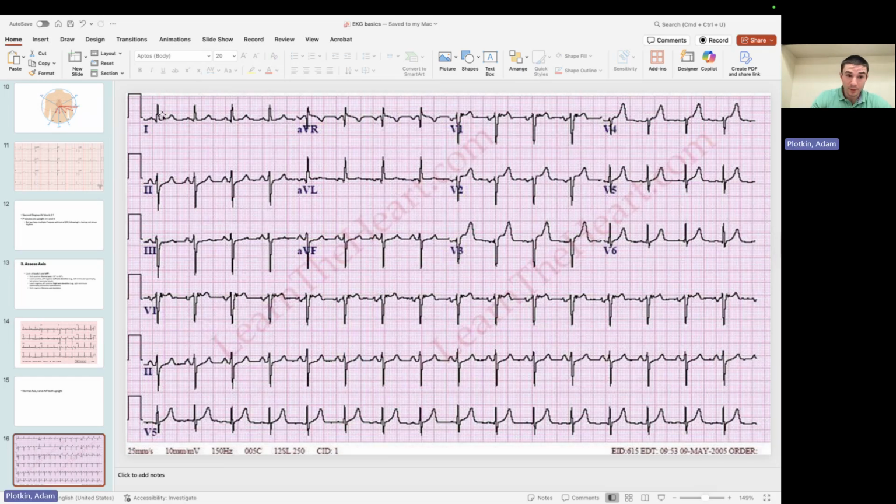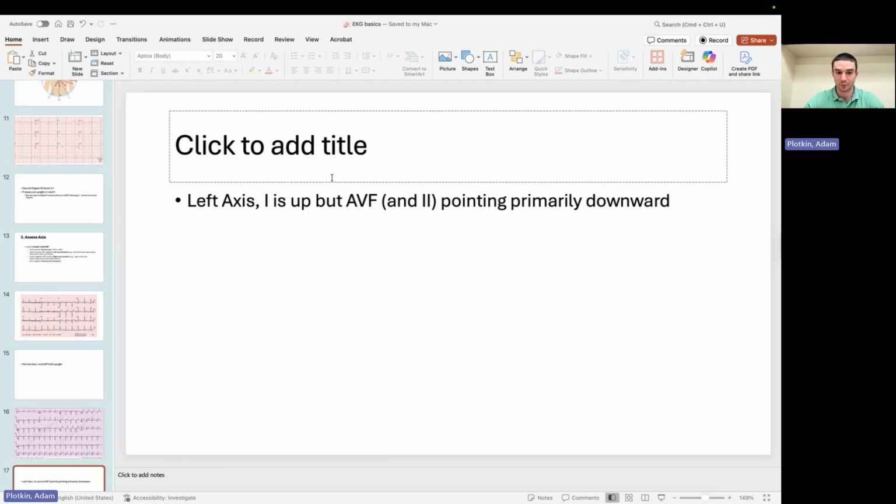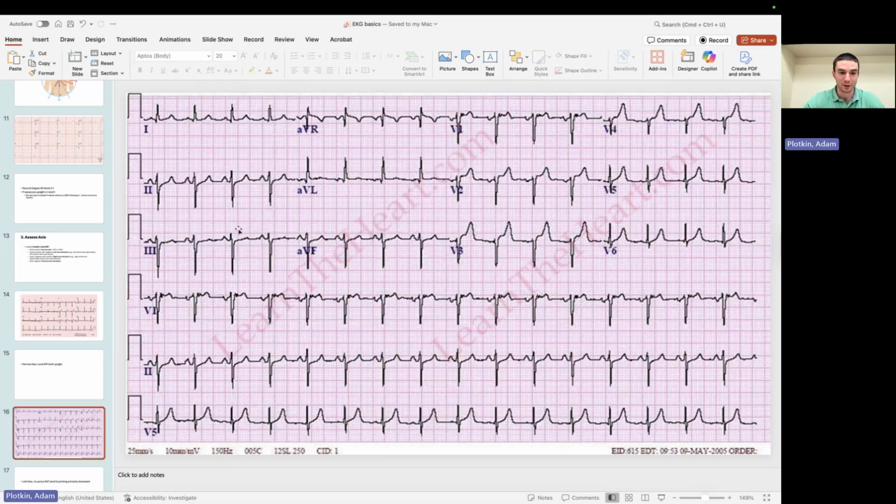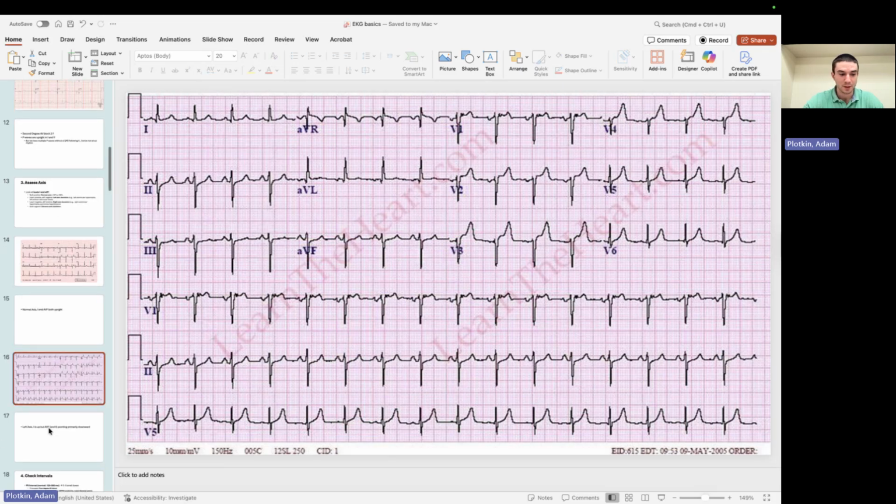So we see lead 1 is pointing up. Lead 2, or sorry, lead AVF: look at the R waves here. The R waves are all really strongly pointing down. So my thumbs have left each other. This would be an example of left axis deviation. Lead 1 is up, but AVF and 2 are pointing predominantly downward. Even looking at lead 2 as my tiebreaker, it's definitely pointing downward.